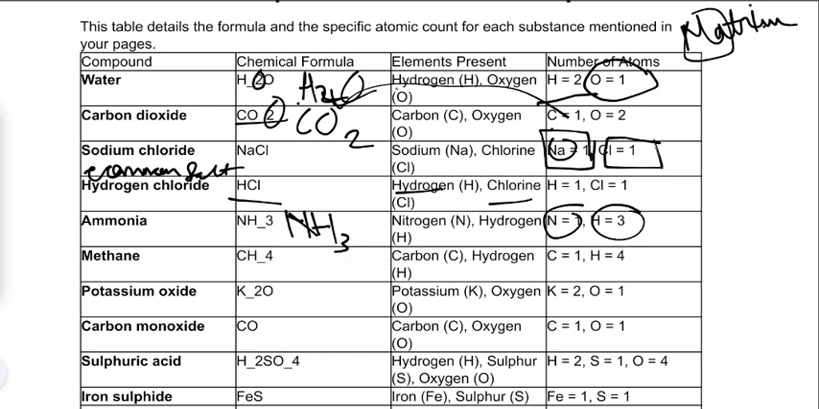Then methane. The chemical formula of methane is CH4. Here again 4 should be used as subscript. Elements present are carbon and hydrogen. Number of atoms of carbon is 1 and hydrogen is 4.